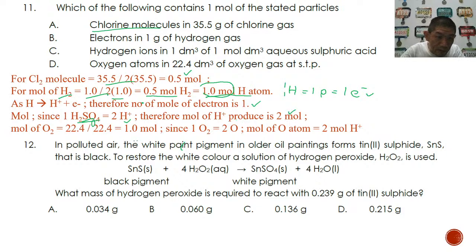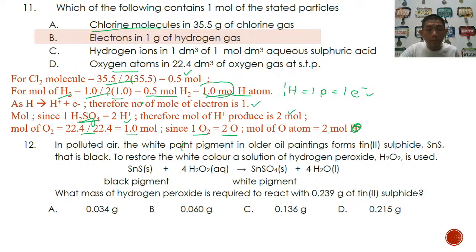Finally, the mole of oxygen gas. So 22.4 decimeter cube of oxygen at standard temperature and pressure, 22.4 divided by 22.4, you get 1.0. Since one oxygen molecule contains 2 oxygen atoms, the mole of the oxygen atoms is also equal to 2 mole. So we are typing error on these oxygens. Okay, so therefore the best answer for this is B.